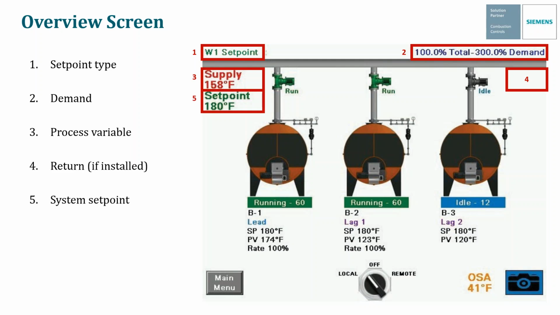We have our system set point shown here on the left in green. So that's the system set point. That's the temperature we want the loop supply temperature to be.